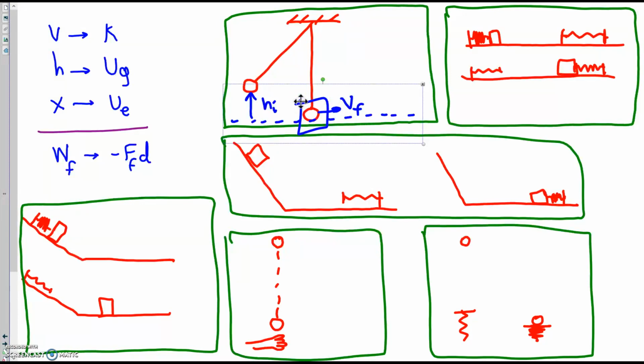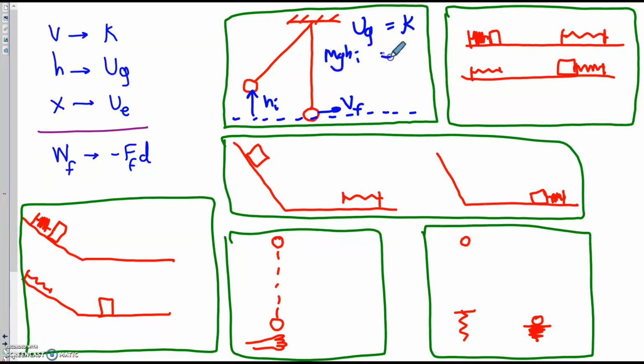So when we set up our equation, we would say we start with gravitational potential energy, and that converts into kinetic energy, or mgh initial equals 1/2 m v final squared. If they told us that there was friction acting or air resistance, we would just add in that negative work right there.